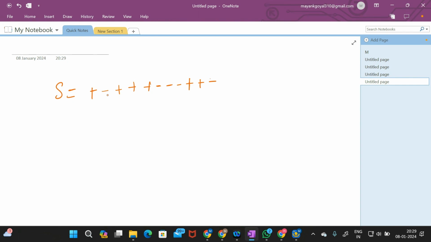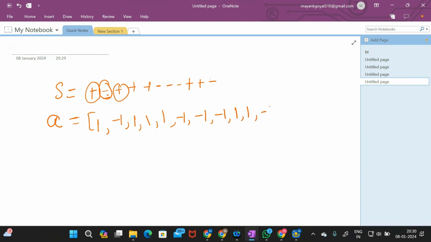So first we have to create our array. This plus denotes 1, this minus denotes minus 1, and this plus denotes 1. Similarly 1, 1, minus 1, minus 1, minus 1, 1, 1, minus 1. So we have to create sub-arrays so that the penalty is minimum. Let's say I choose this sub-array.